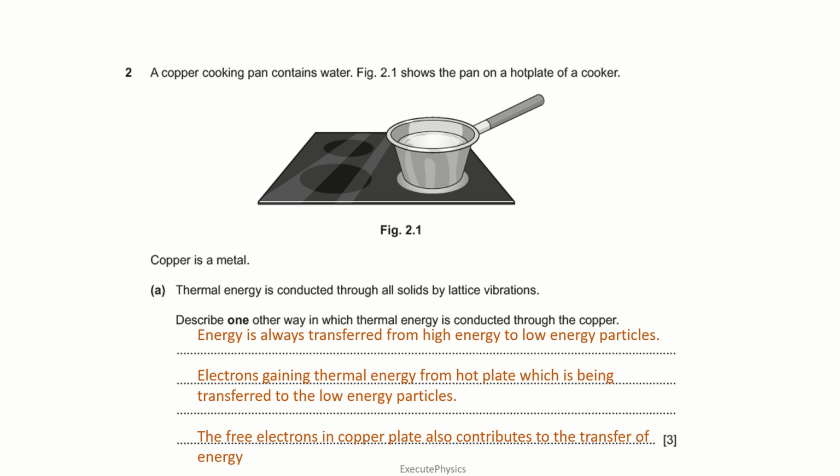So you can mention that, or you can also mention that energy is always transferred from high energy particles to low energy particles, and the electrons gain thermal energy from the hot plate, which is transferred to the low energy particles, and the free electrons also you can mention. Anyway, there should be 3 sensible points to give an explanation to this question. It is not about lattice vibration or conduction, it is one other way. It is about the electrons.